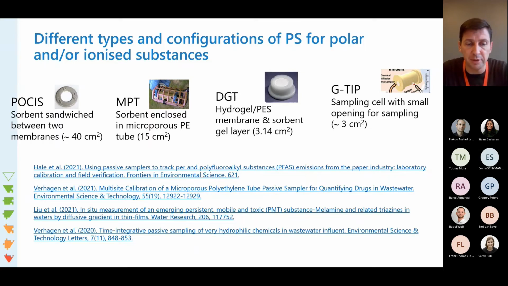And then there's been a couple of papers with this G-tip sampler, which is this plastic container, and you've got this little sampling window. So here the interesting thing is that you have quite a large volume of potentially receiving phase. In that case, your receiving phase can actually be even water. So you have 200 mL of water, for example, and then a small sampling surface, which means that this sampler, even though the receiving phase is water, can actually sample integratively for a reasonable amount of time.